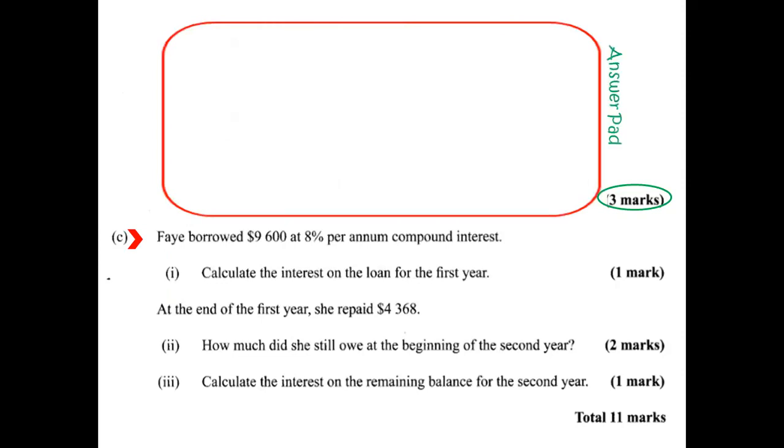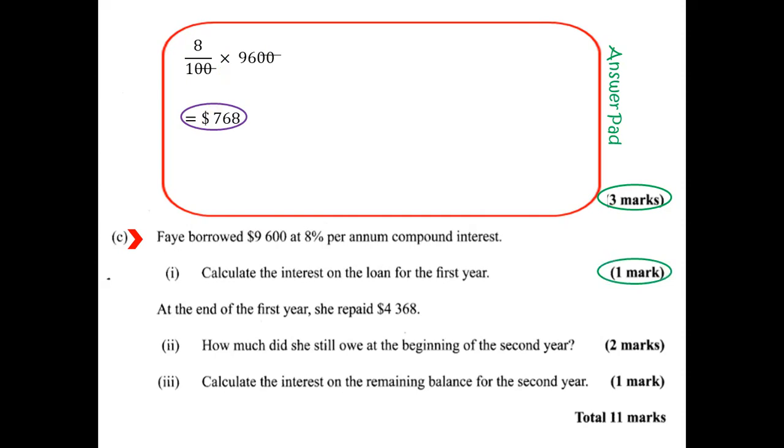Consumer arithmetic, of course. Again, this question is a compound interest question. Faye borrowed 9,600 at 8%, compound interest, and we're calculating the interest on a loan after only the first year, right? There's 8% per year. And since we're talking about 1 year, it's 8 over 100 multiplied by 9,600. So 9,600 divided by 100, that's 96. And 8 times 96 would give us 768 for 1 mark, right? And that's the interest on a loan for the first year.